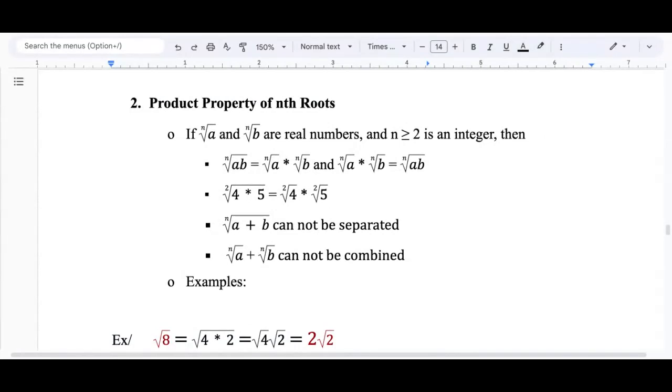Okay, the product property of nth roots. If we have the nth root of A times B, we can split it into two: the nth root of A times the nth root of B. The opposite is also true: if we have the nth root of A times the nth root of B, we can put them together as the nth root of A times B. An example is the following: the square root of 4 times 5 is the same as the square root of 4 times the square root of 5.